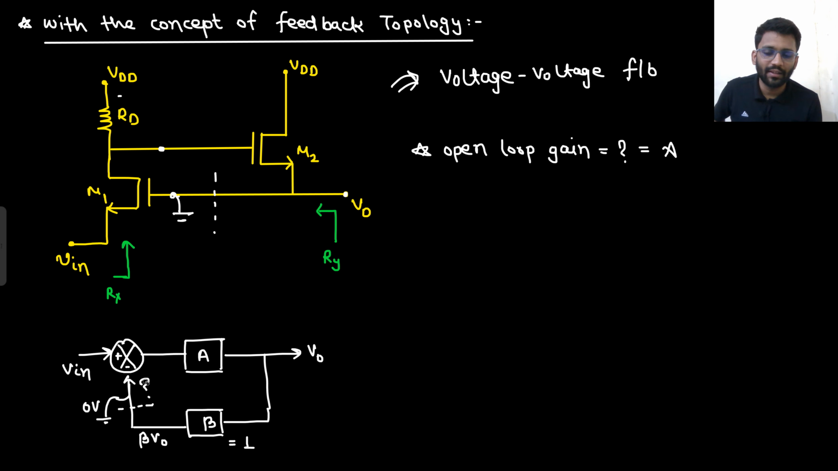So I am breaking the loop and shorting it, right? So what will be your open loop diagram? So basically this will be your open loop diagram. If I am going to find the open loop gain only, I will draw the open loop diagram now. So this is shorted. VDD is gone. Why so? Because we are doing the small signal analysis. This is your RD.